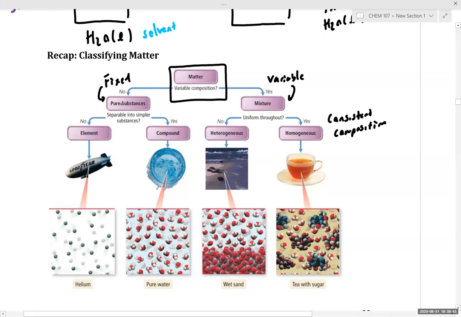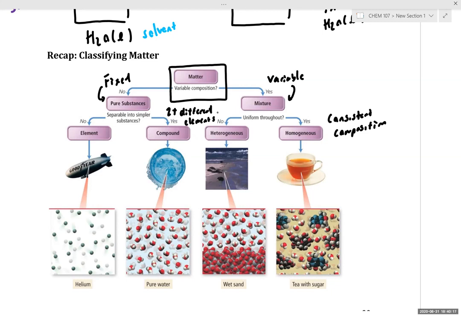In our pure substances front, the main difference between an element and a compound is that a compound has two or more different elements as part of its formula. And that is the easiest way, in my opinion, to tell an element and a compound apart. But I do want you to remember, compounds can be decomposed to simpler pure elements. Elements cannot be decomposed to a simpler element.